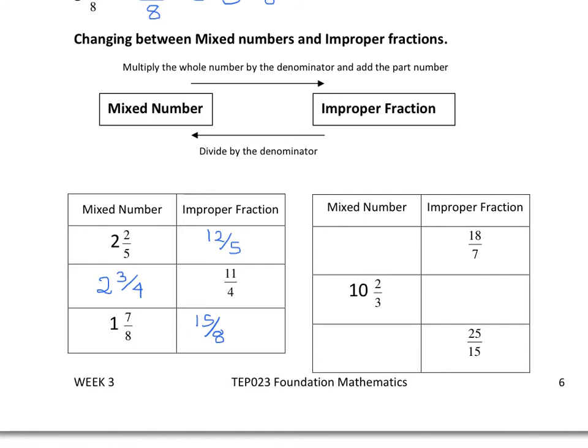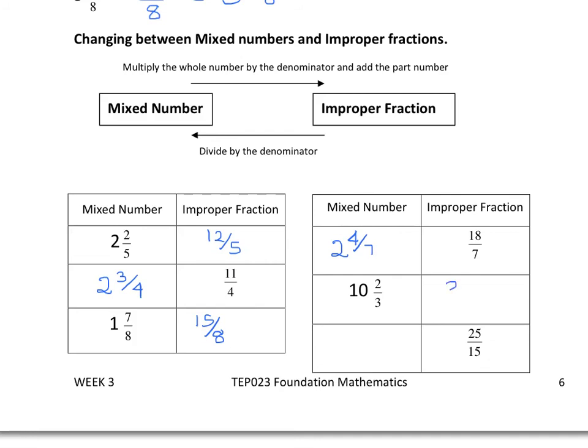And the next table, 18/7. It's an improper fraction, changing it to a mixed number. 7 divides into 18 twice, and there's 4 left over, so therefore 2 4/7.